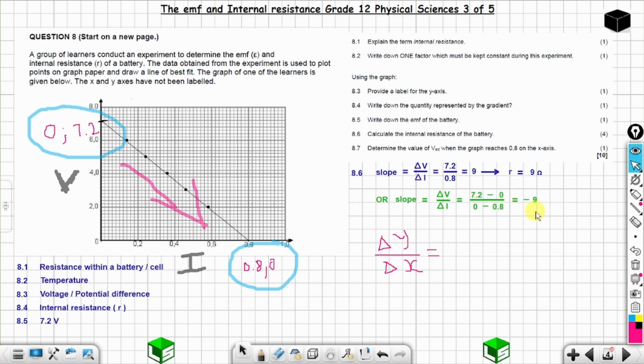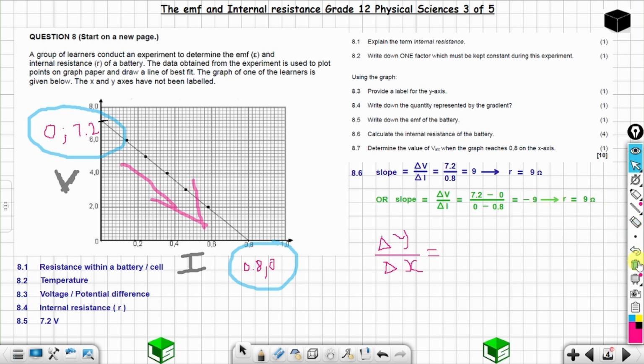-9. So internal resistance is not negative. The negative is to tell you that this is a decreasing line. This is why you have negative, because this is a decreasing line. So the internal resistance is equal to 9 ohms.